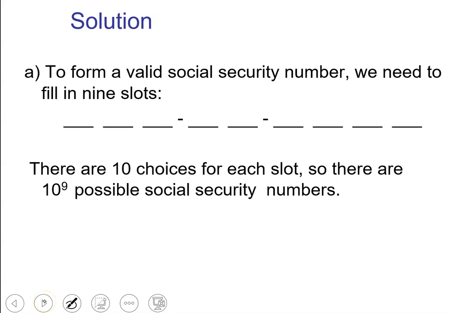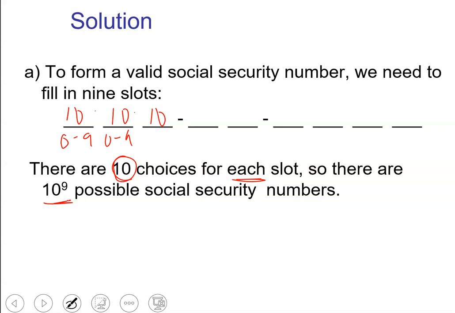Okay. Well, you have the social security numbers of 3 slots, 2 slots, and then 4 slots. There are 10 choices for each slot. So again, I have 0 through 9 options for every single one of them. So I would be doing 10 times 10 times 10, which is 10 to the 9th. Okay, so again, I didn't multiply that out, but that would be our total number of social security numbers available.